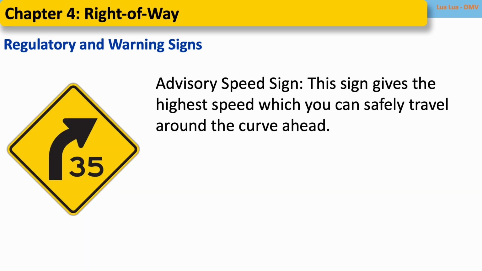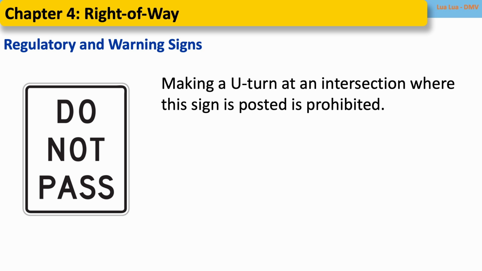Advisory speed sign. This sign gives the highest speed which you can safely travel around the curve ahead. Making a U-turn at an intersection where this sign is posted is prohibited.